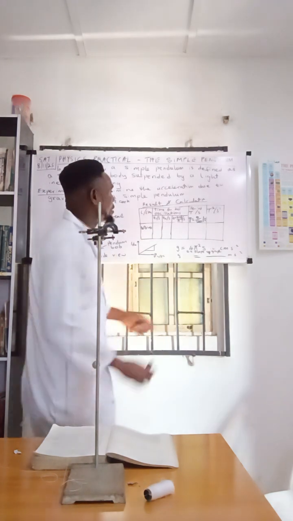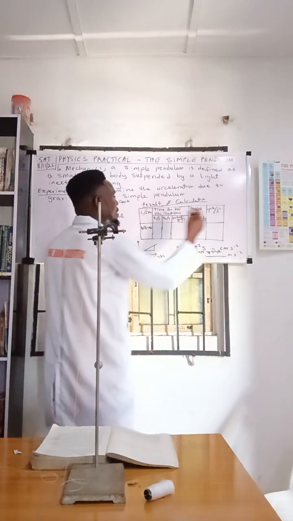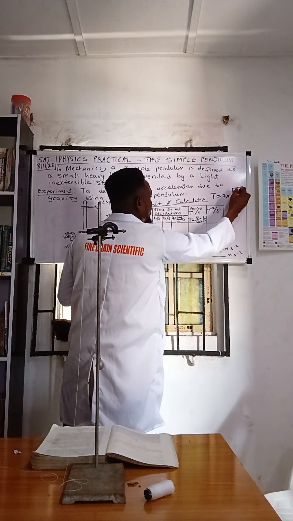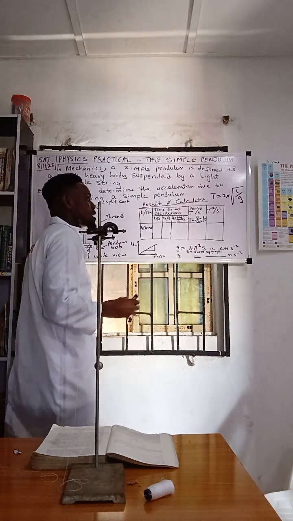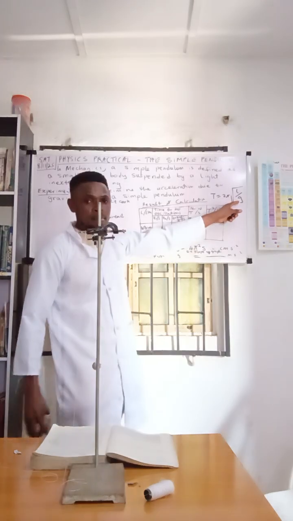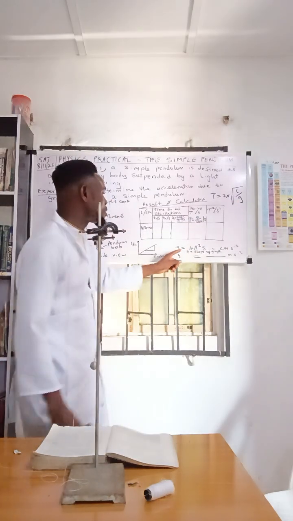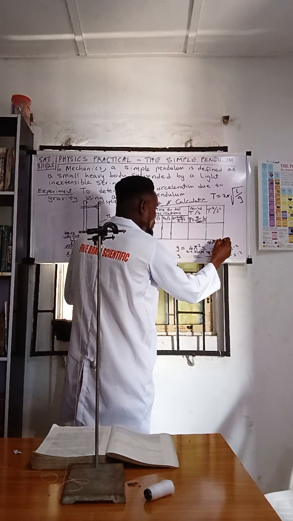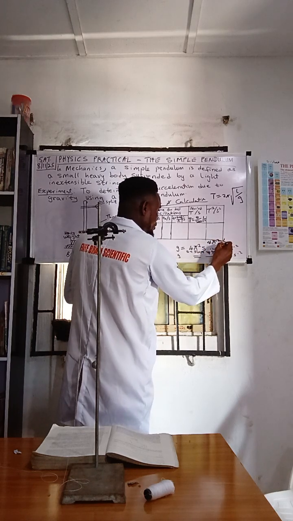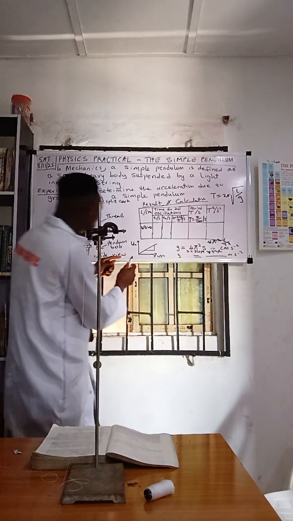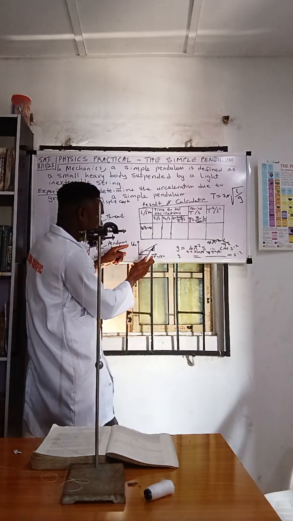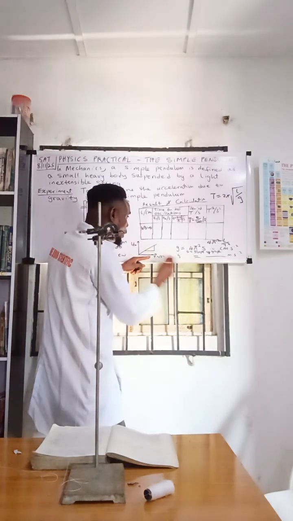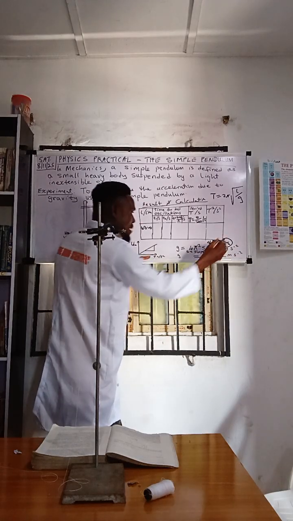Having done that, the period T is equal to 2 pi root L over g. So if you make g the subject of the equation, you are going to find that g will be equal to 4 pi squared L over T squared. And once you plot the graph of L on the vertical axis and T squared on the horizontal axis, the slope of the graph will now be L over T squared.